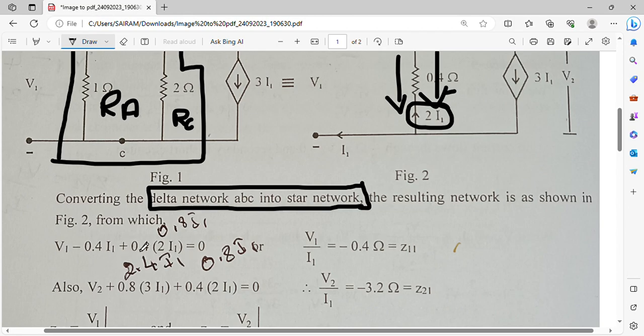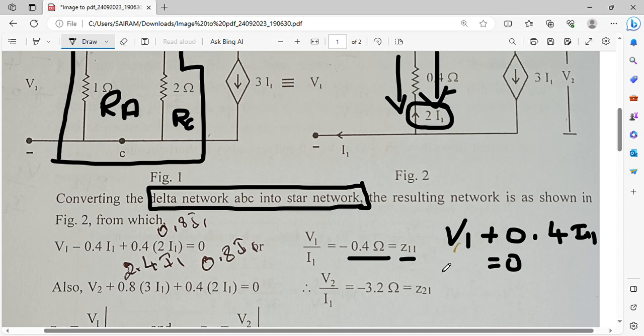So 0.4 into 2 is 0.8, wherein you get minus 0.4 plus 0.8, which gives 0.4 again. So you are going to get V1 plus 0.4 I1, which is equal to 0. Then V1 is equal to minus 0.4 I1, and V1 by I1 is equal to minus 0.4, which is Z11, right?